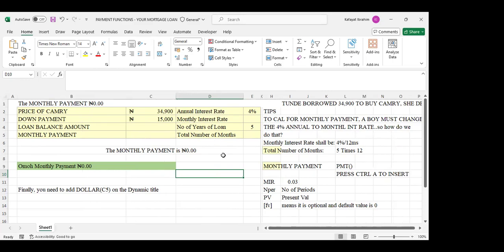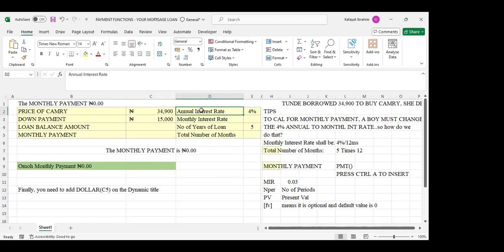The company now said, okay, no problem. That 15,000, you can drop it, right? But you are going to pay the remaining in installments for 5 years. You see that column D, you see number of years of the loan, 5, right? You will see annual interest rate is 4%, right? Now you say, okay, no problem. The remaining balance, you can spread it over 5 years at a 4% interest rate per year, right?